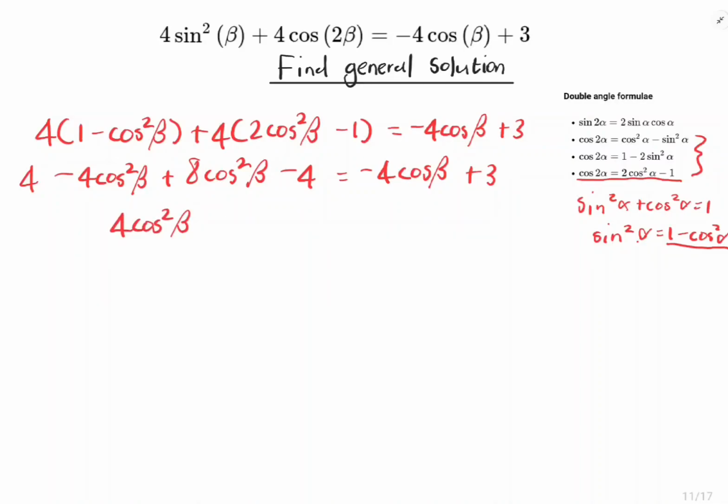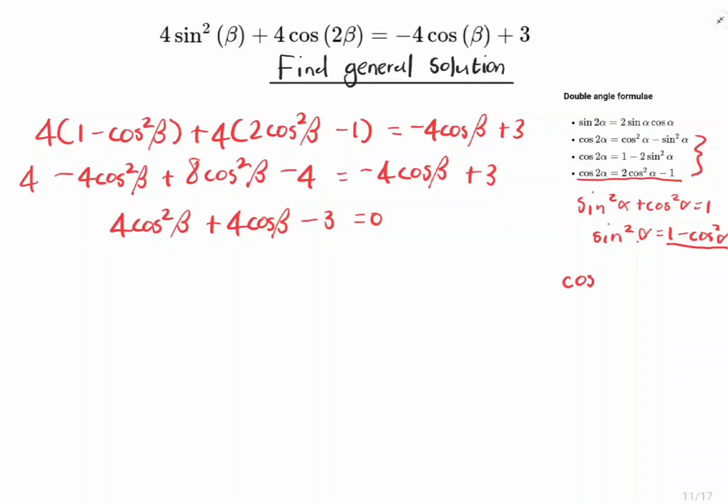And if we transpose the ones on the right hand side, it's going to be positive 4 cos b minus 3 is equal to 0. So as you can see now, we're only left with cos. It's only one trig ratio. That is perfect. And we need to factorize this.